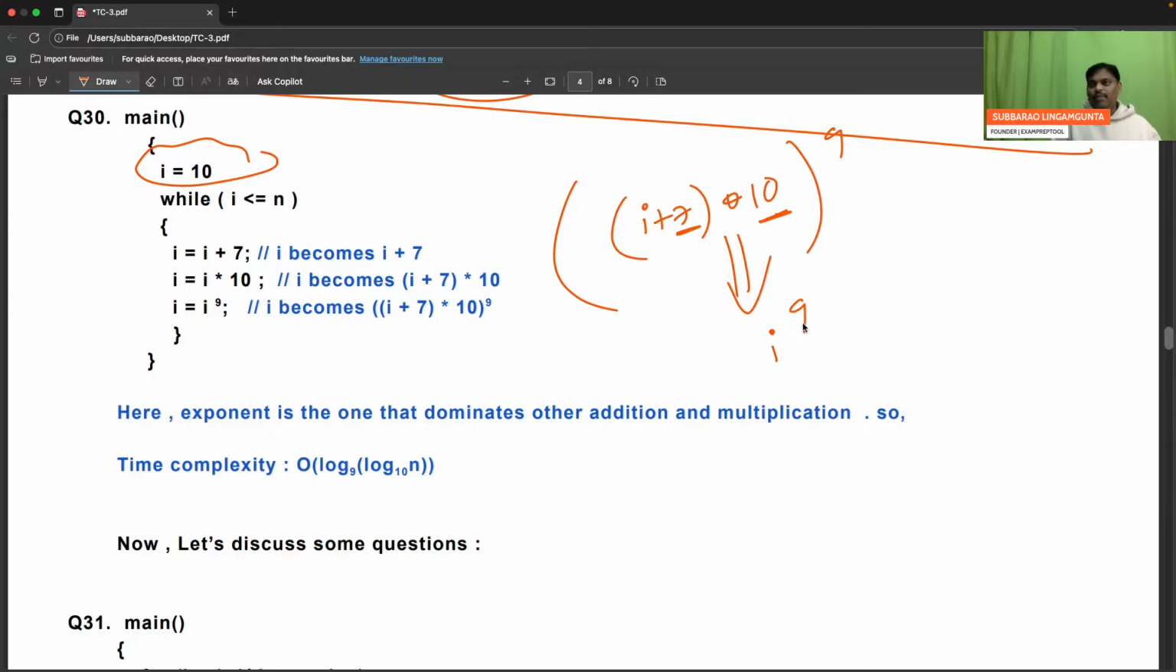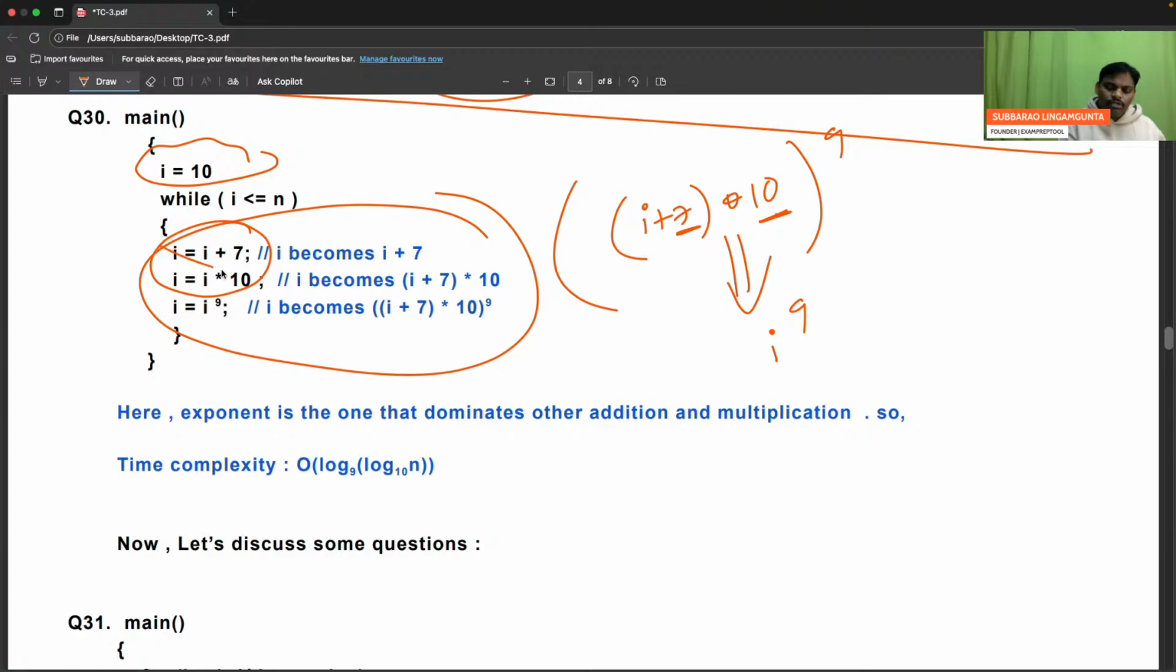This problem is a combination of addition, multiplication and power. But you know very well, power will dominate more. So take power only. These two are only for namesake. i is equal to i power 9. So even though all three are there, the final meaning is the same. So i power 9 only. The answer is the same, log n. But the inner base is 10 and the outer base is 9. That is the answer for this.